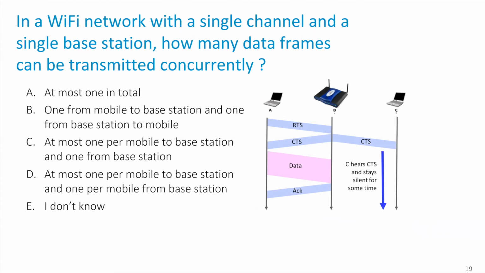Assume we are in this network and we have several nodes that want to transmit. How many do you think is it possible to transmit in parallel? In parallel means concurrently, at the same time.